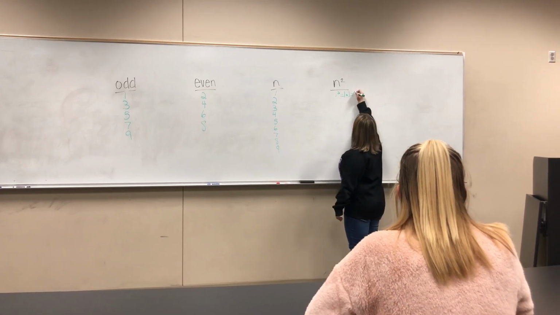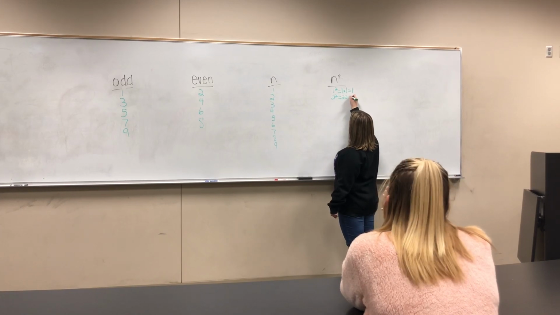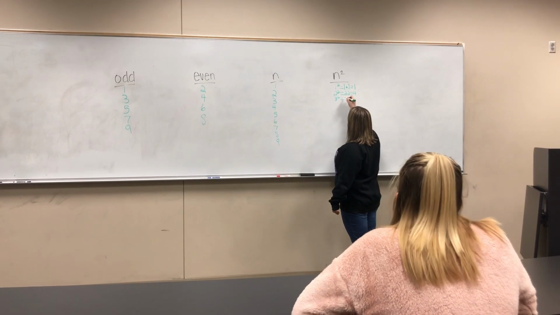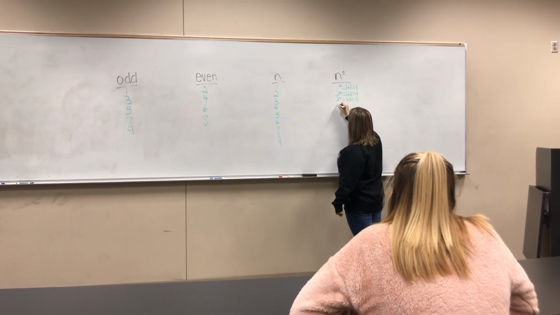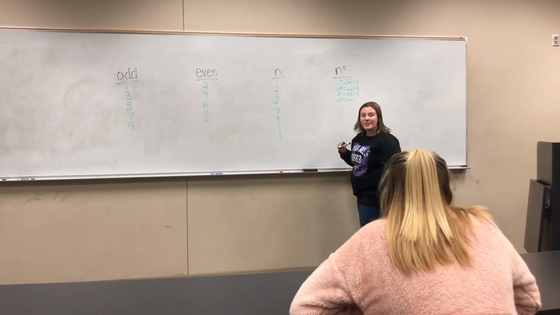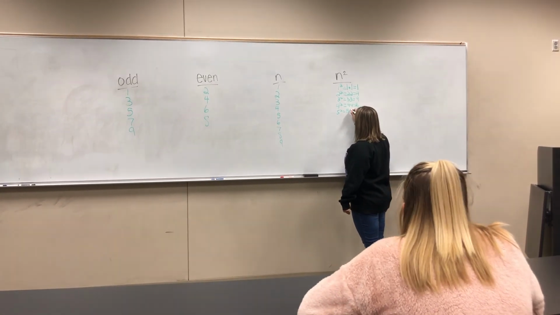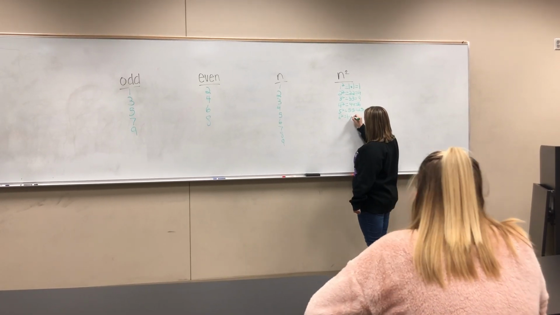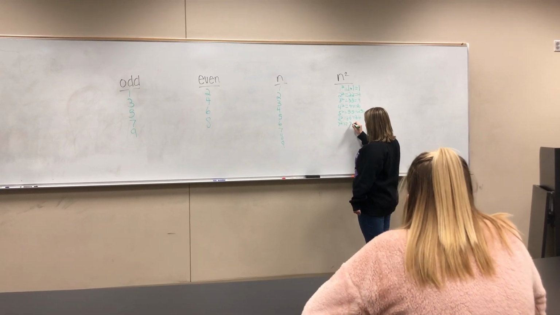1. Good. And if we have 2 squared, then that means we have 2 times 2, which we know equals what? 4. And 3 squared? 3 times 3 equals 9. Good. And if we have 4 squared? 4 times 4, and we know that is? 16. Good. 5 squared? 5 times 5 is 25. Good. And 6 squared is? 6 times 6 is 36. Yes. And 7 squared? 7 times 7 is 49.